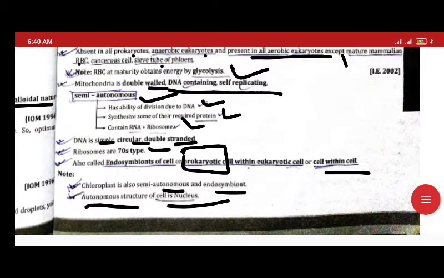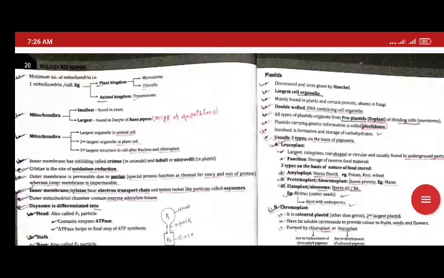Autonomous structure means fully autonomous, containing everything, that is nucleus only. So you should remember that autonomous structure is nucleus only.